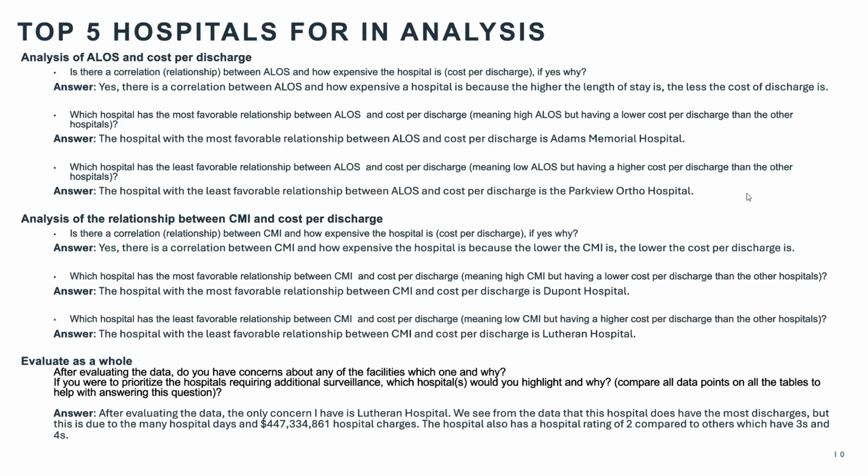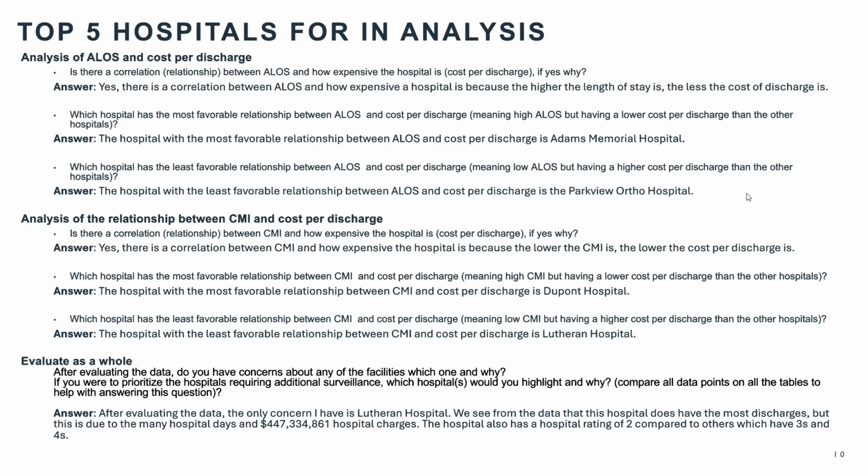The hospital with the least favorable relationship between average length of stay and cost per discharge is the Parkview Ortho Hospital. There is also a correlation between CMI and how expensive the hospital is, because the lower the CMI is, the lower the cost per discharge is. The hospital with the most favorable relationship between CMI and cost per discharge is DuPont Hospital, while the hospital with the least favorable relationship is the Lutheran Hospital.